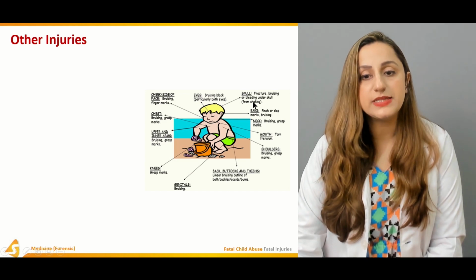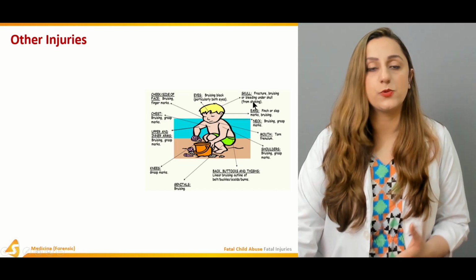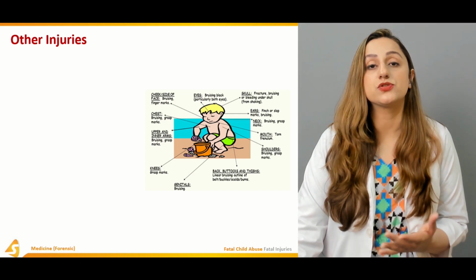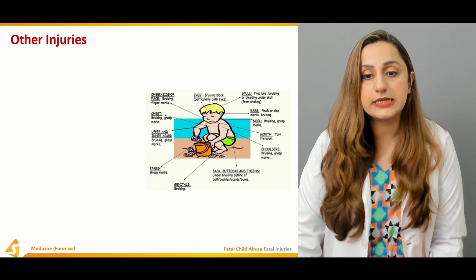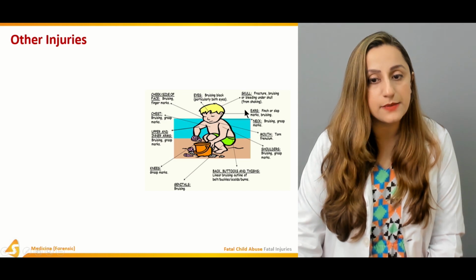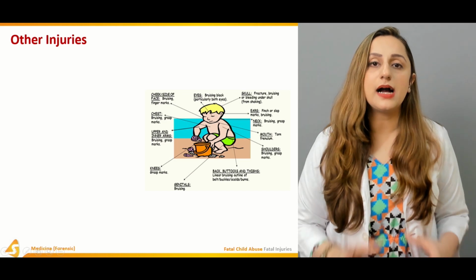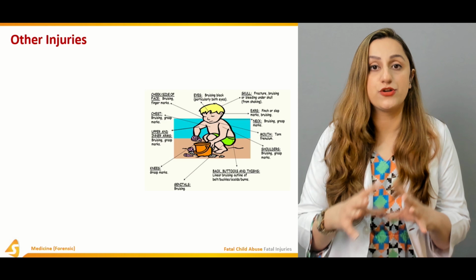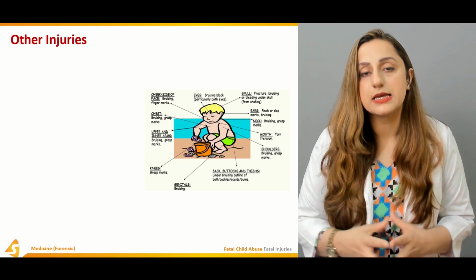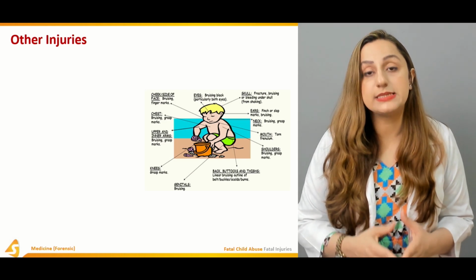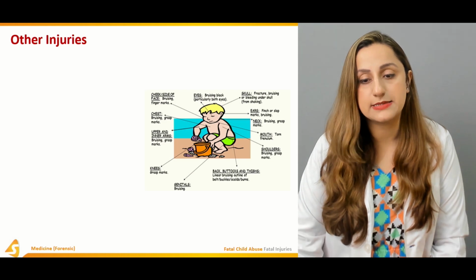And then we have the skull. The skull can be involved, and we have to look for fractures. In a particular case, bruising can be found, and bleeding can be found. Now, for these skull injuries we can have radiological imaging in a lot of cases, which will point towards skull fractures in these cases.